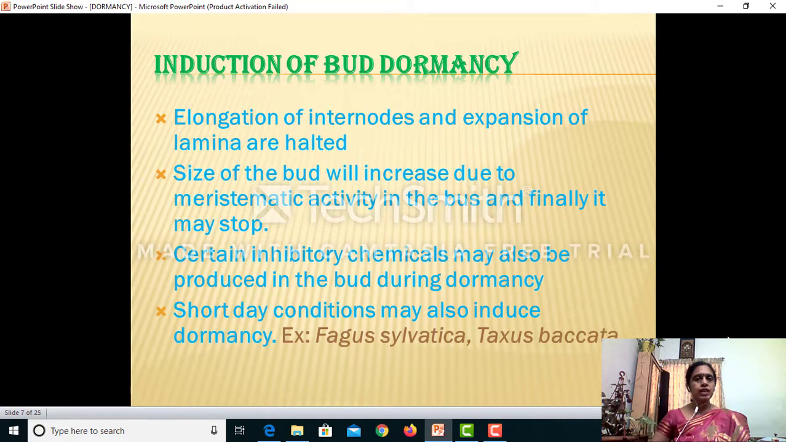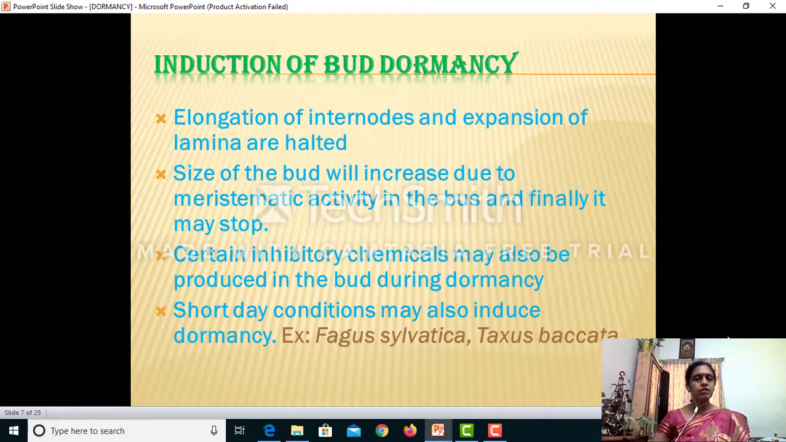Elongation of internodes and expansion of lamina are stopped. See, during the dormancy period, there is no growth, growth is reduced. Hence, the elongation of the internode or the growth of the lamina or leaf blade is halted. The size of the bud will increase due to meristematic activity in the bud and finally it may stop. Certain inhibitory chemicals may also be produced in the bud during dormancy, which will induce dormancy.